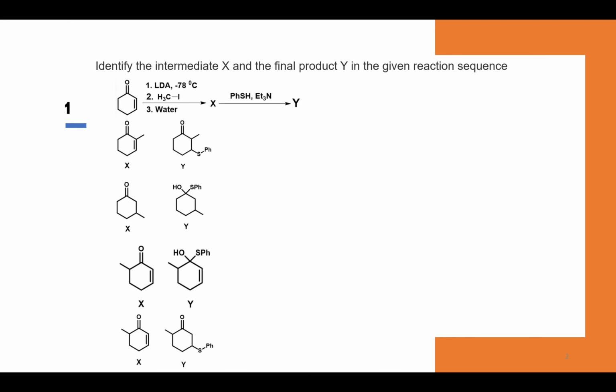Question number 1 is, identify the intermediate X and the final product Y in the following reaction sequence. As all of you can see here, the reagent given is LDA. All of you know about LDA. LDA is a heavy, bulky base, and it abstracts the proton from the least hindered side. So it will abstract the proton from this carbon.